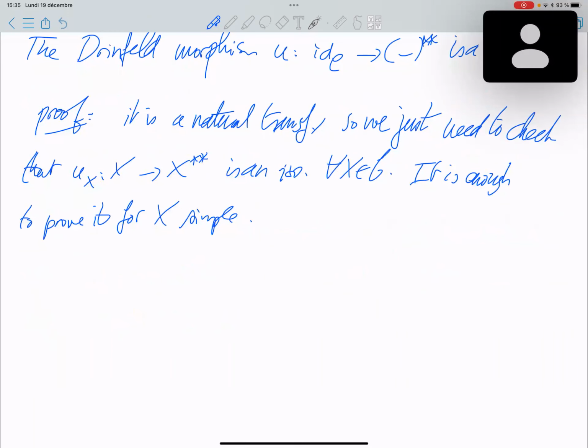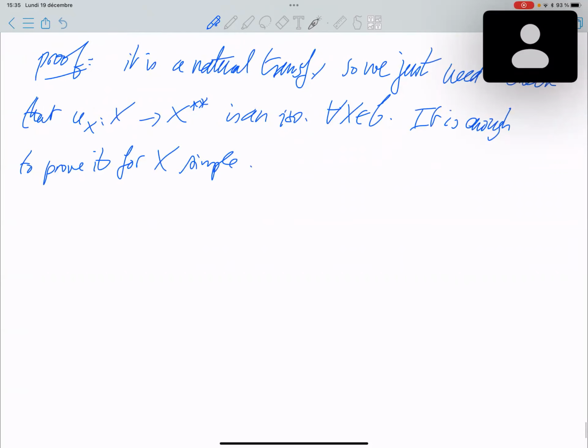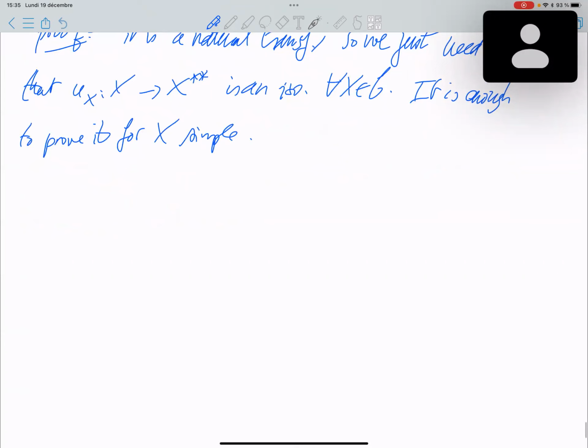So to do that, we will define a morphism V_X, and we will compose V_X and U_X, and we will get the identity. We will define it algebraically and by picture, and we will make a pictorial proof, which will use more or less the kind of manipulation we did before, with the Drinfeld morphism also.